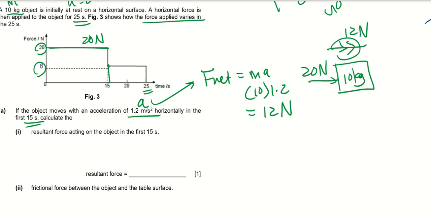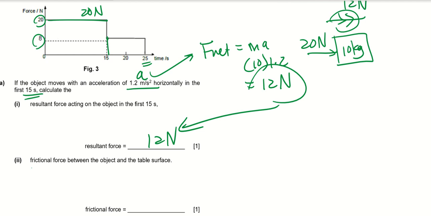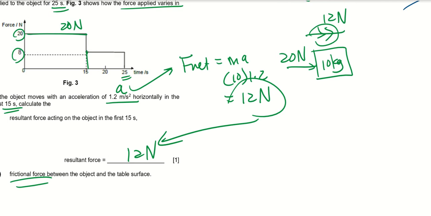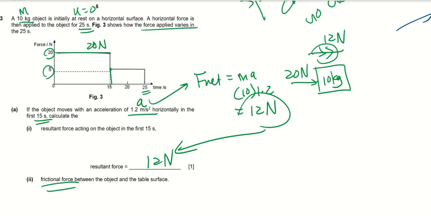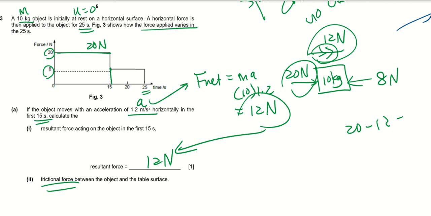So, they asked us to calculate the resultant force, so I got it here already, 12 Newton. Then they want us to calculate frictional force. You see, they are always asking for the same concept. Why is it that when I push with 20 Newton, I only get an F net of 12 Newton? It's because there must be an opposing force of 8 Newton, right? 20 minus 12 equals to 8.